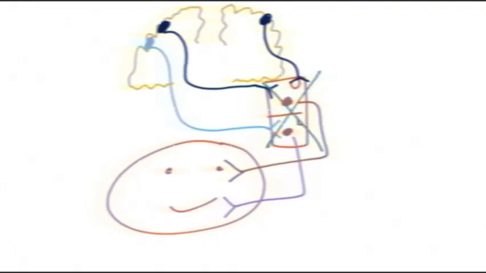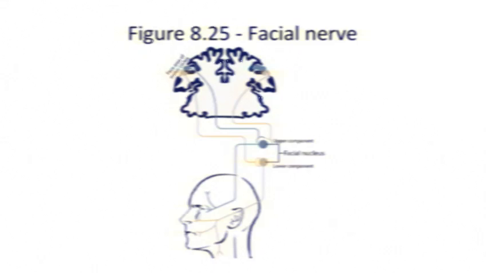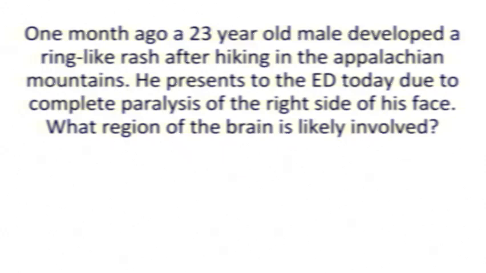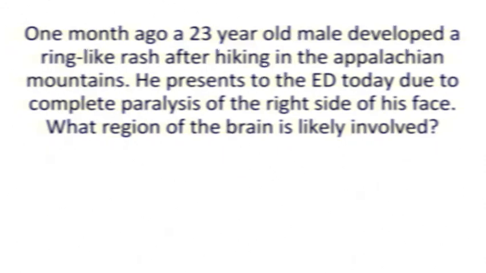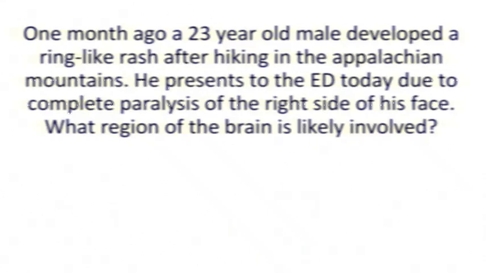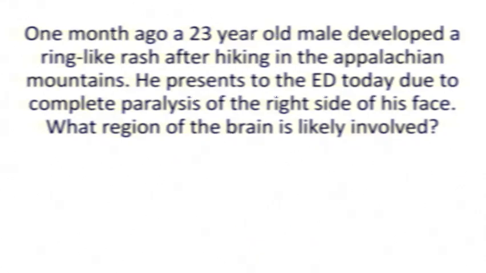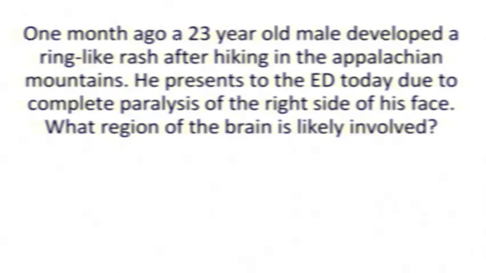As we can see from this pathway, damage to the right facial nucleus would result in complete paralysis of the right side of the face. This is figure 8.25 for your review, which illustrates the facial nerve pathway we just discussed. So again, the question is asking about what region of the brain is likely involved. As I just showed, the facial nucleus is damaged due to Lyme disease, which means the pons must be involved. Recall that cranial nerves 5 through 8 emanate from the pons, so in this case, we can assume that the pons must be involved.